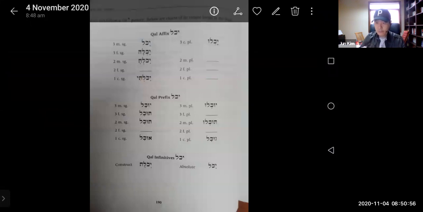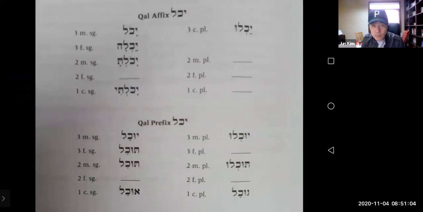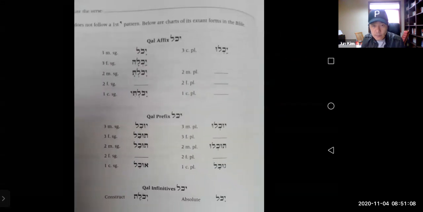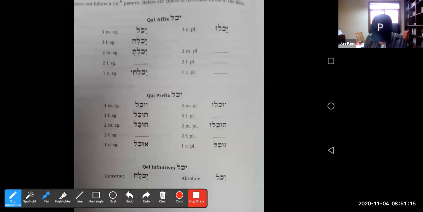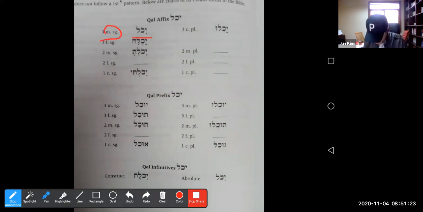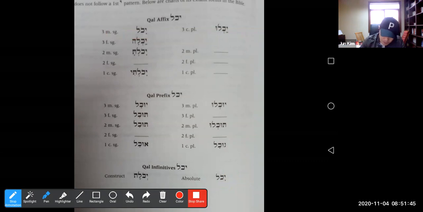Okay. Can you see this? All right. This is what you can see from your textbook. And as I said, you need to pay attention to 3 MSG affix together with absolute. What can you see? It's identical, right? We have talked about the indicators of infinitive absolutes, and you need to remember what they are: qamets and holem. Now, look at 3 MSG affix form. We have qamets and holem.